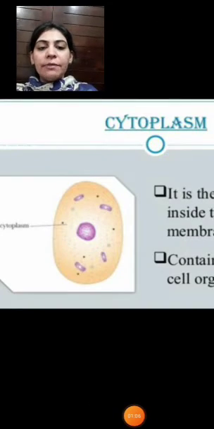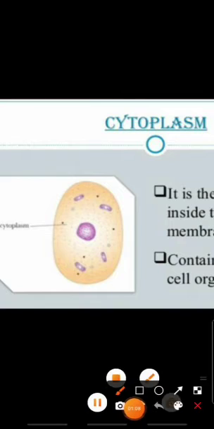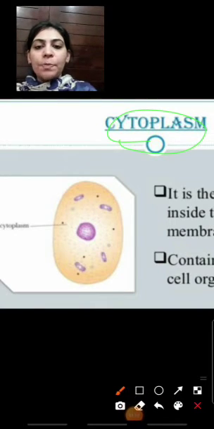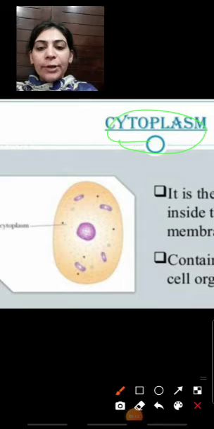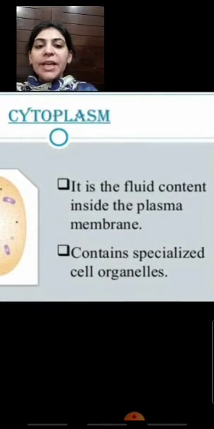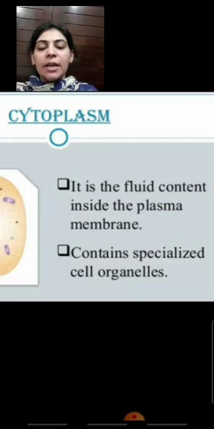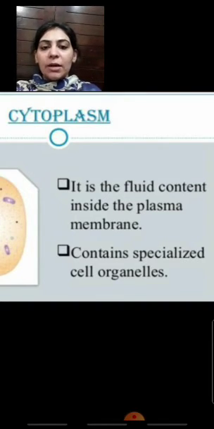Next, I am discussing with you the cytoplasm. This is the cytoplasm. The jelly or fluid-like structure inside the cell is called cytoplasm. It is the fluid content inside the plasma membrane. Plasma membrane या cell membrane के अंदर जो fluid या jelly type content है, that is called cytoplasm.